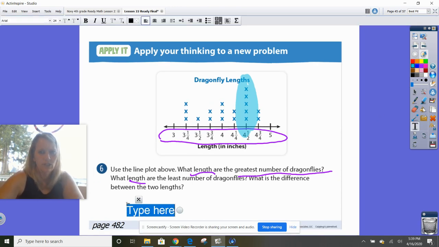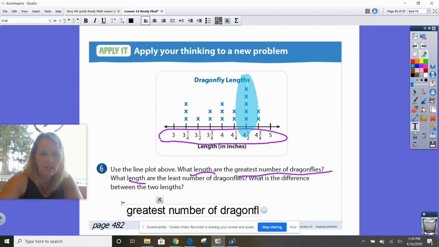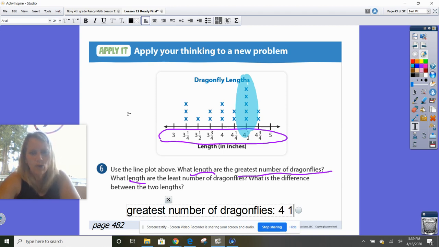Okay, so what length? So greatest number of dragonflies. Some people would put the answer of 5 there because there's 5 dragonflies, but that's not what it wants. It wants to know what length. So the length there is 4.5 inches.